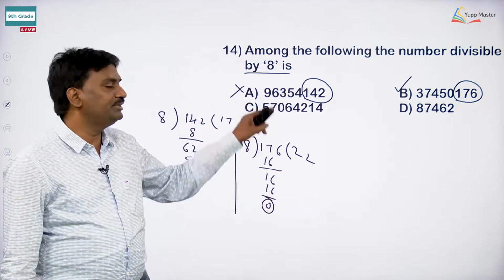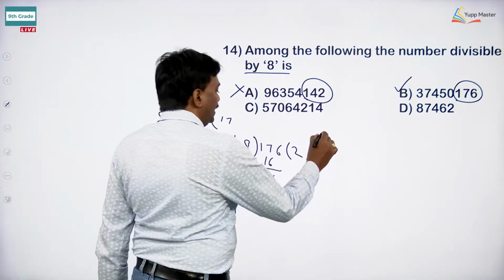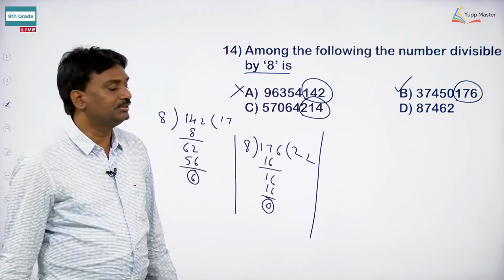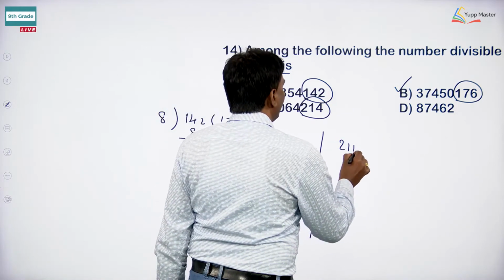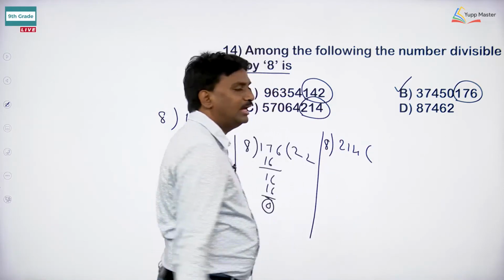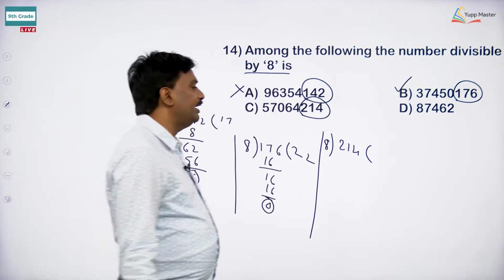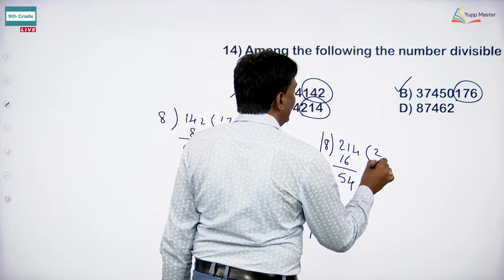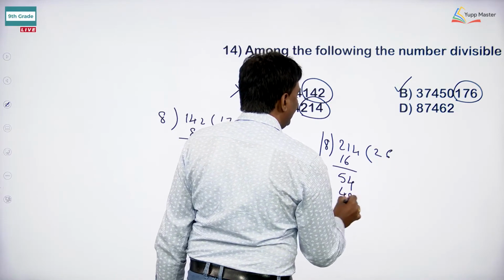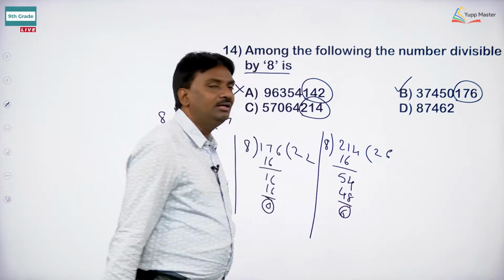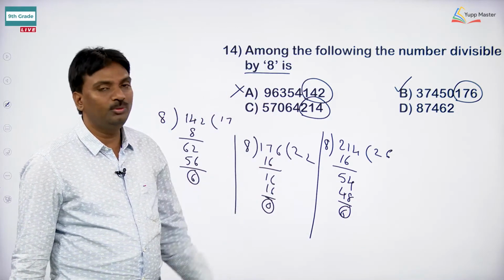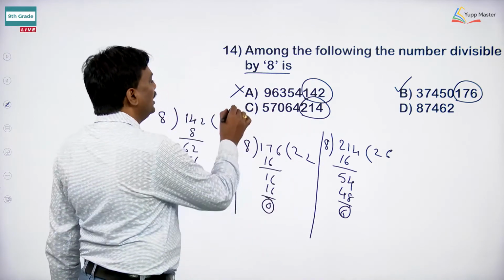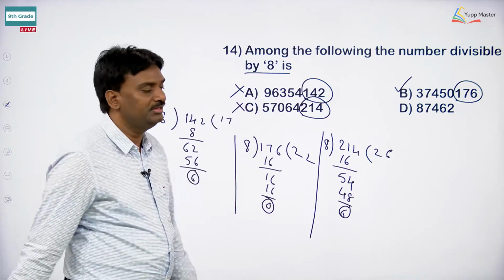Similarly, if we check option C and D, in option C the last 3 digits are 214. By checking whether 214 is divisible by 8 or not, 8 2 is 16, 21 minus 16 is 5, 54, 8 6 is 48, 54 minus 48 is 6. So, clearly 214 is not divisible by 8. So, the number 57064214 is also not divisible by 8. So, option C is eliminated.